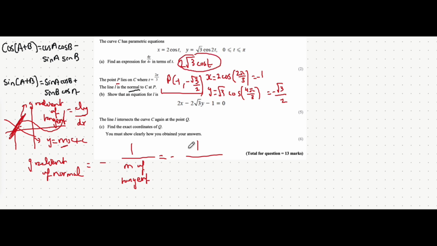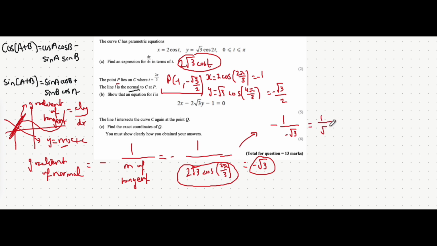This is actually where it's useful. We know that it's 2√3 times cos of the t value at that point P. It tells you it's 2 pi thirds, so you can just put 2 pi thirds into your t. Once again, remember to put your calculator into radians mode. This all equals... does it? No, it doesn't, sorry. Minus √3. So 2√3 cos t is equal to minus √3. And then when we do -1 over all of this, -1 over minus √3 is equal to 1 over √3. And that's the gradient of the normal.